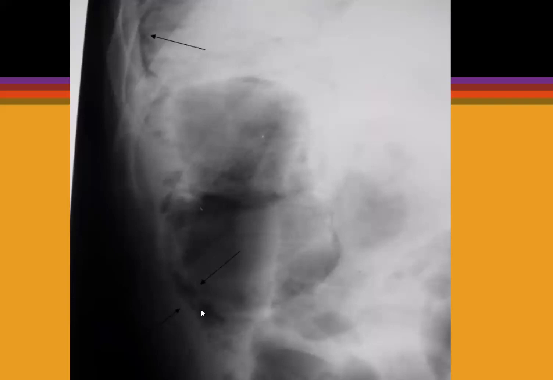It's not outside, it's not inside, it's got this sort of blotchy appearance. It's air within the wall of the large bowel, implying infarction. I know it's difficult to see. It's actually much easier to see on a CT, so if you're suspecting it clinically and you're unsure about the X-ray, please request a CT, because that will give you a much more definitive diagnosis.